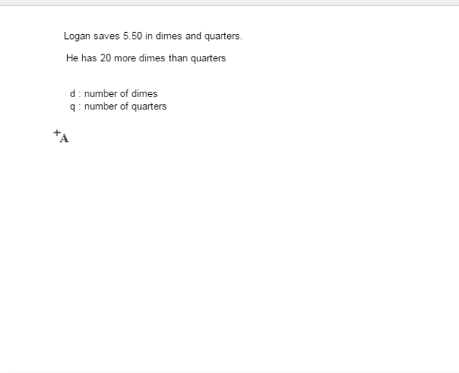D is the number of dimes, but if you were talking about the value of those dimes, you have to think of what is a dime worth. And a dime is worth 10 cents. To make that a decimal, I'm going to write 0.10D. This is going to be the value of our dimes. And similarly, the value of the quarters we have is going to be 0.25Q. That's the value of our quarters.